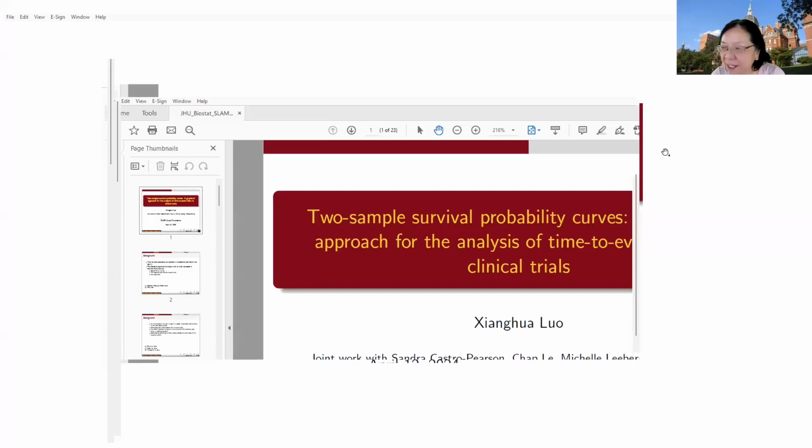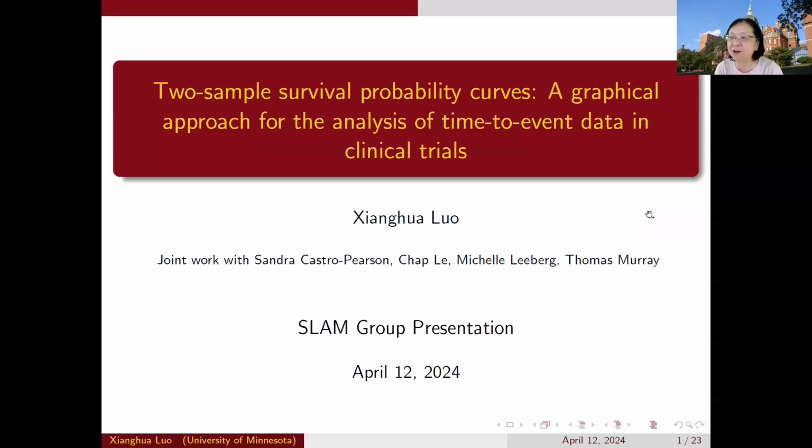So just give you a very brief introduction. Xianghua is currently professor at the University of Minnesota, Division of Biostatistics, and she actually graduated from Johns Hopkins Biostatistics. Okay, so on record, she received her PhD degree, 2005. I can't believe that. Oh my God, 19 years ago.